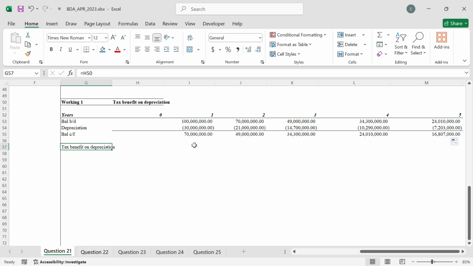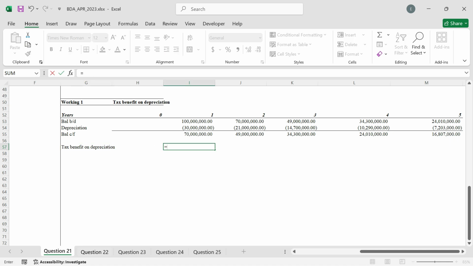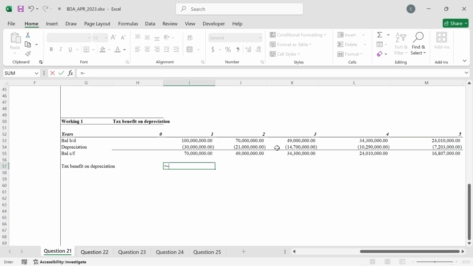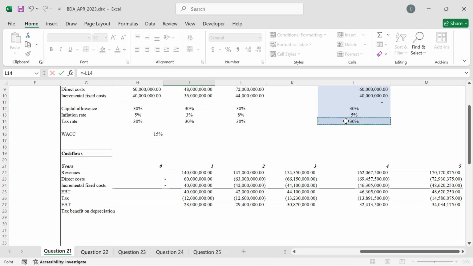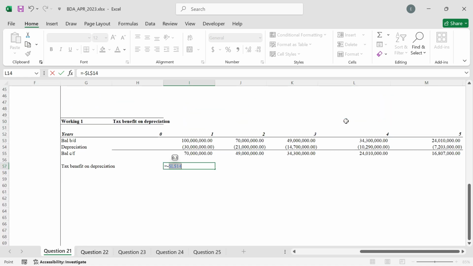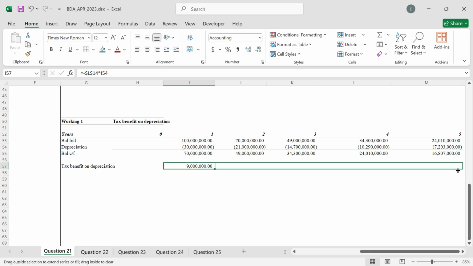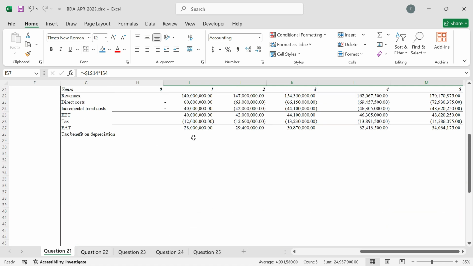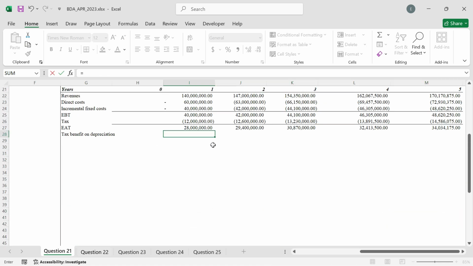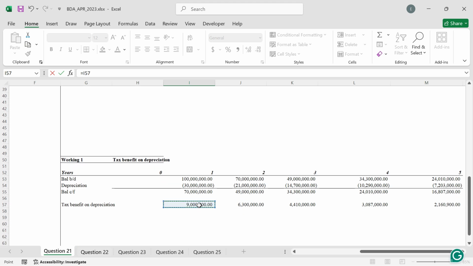And so the tax benefit on depreciation will be taxing our depreciation, so equal minus 30%, which I lock, multiplied by my depreciation, which I will then bring to the top of my cash flows of my work.